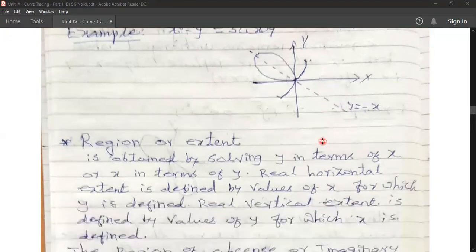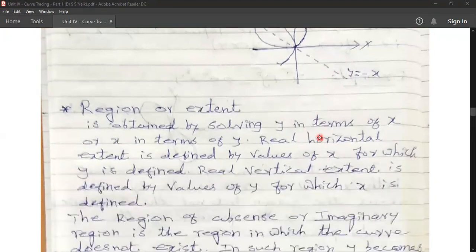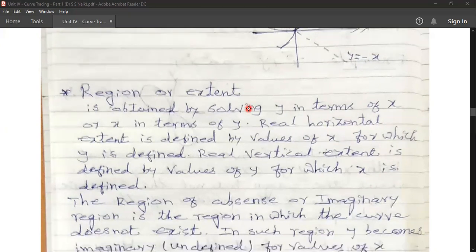Then we'll go to the next point, that is the region or extent where the curve is either present or absent, and then we have to find the trace of that curve. So the next point is region or extent. Region or extent is obtained by solving y in terms of x or x in terms of y.